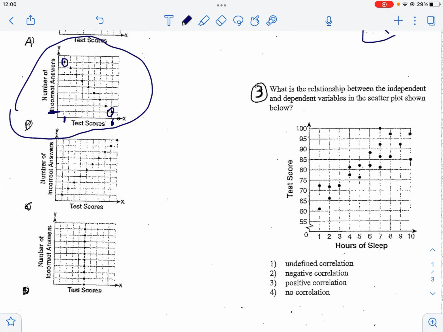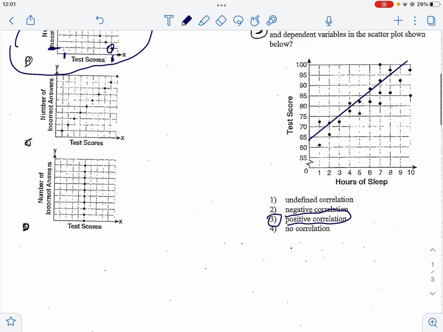Number 3, we look at this cluster of data between the hours of sleep and the test score. First off, we would expect as you get more sleep, your scores will be better. So make sure to get some sleep before the Regents. But as we go up, we can see there is a positive correlation. As the number of hours goes up, so do the test scores. There's a general positive trend in the data.